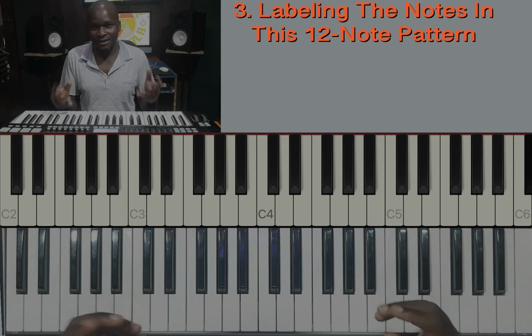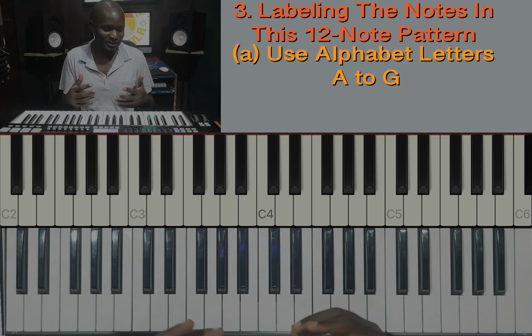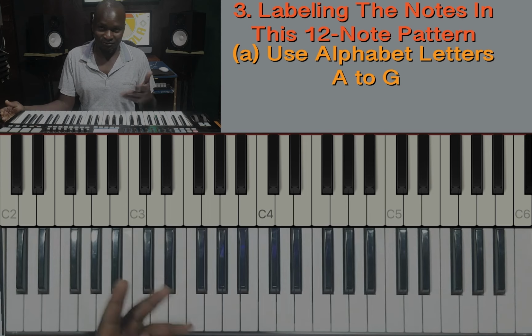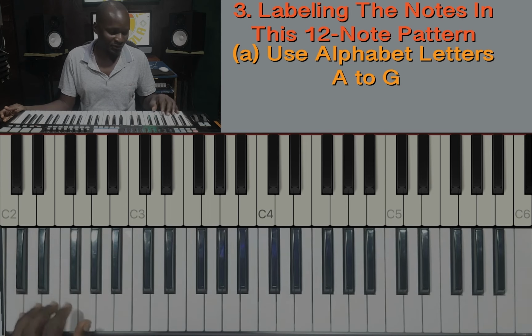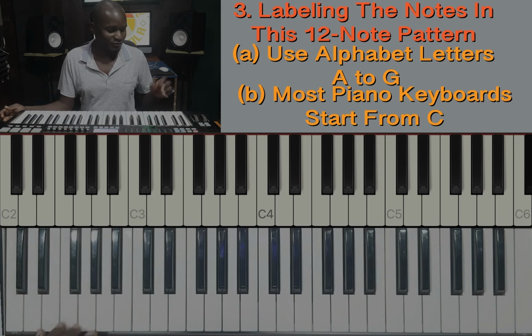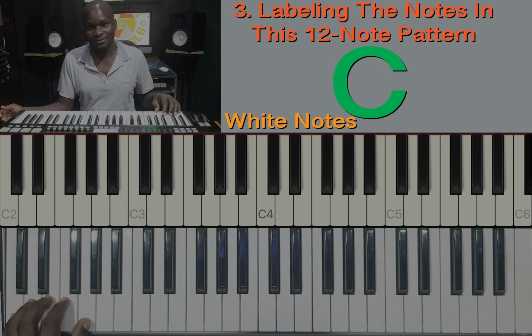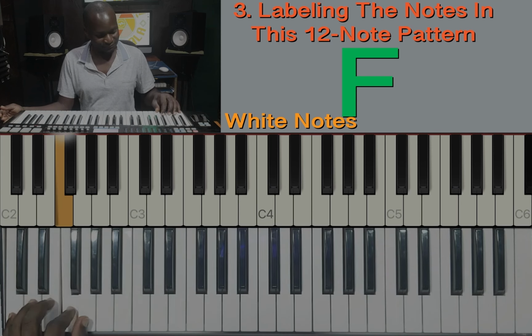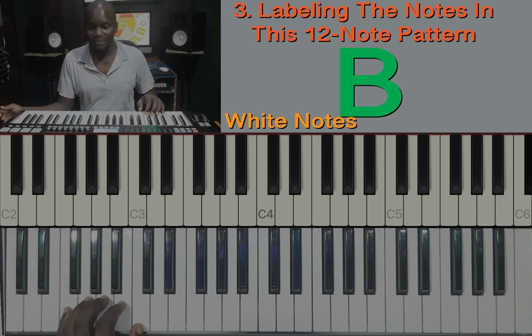The music alphabet starts from A and ends on G, so it uses only the first letters of the alphabet. A lot of the keyboards I've looked at are laid out starting from the white button C. So for that reason, this is C. The pattern continues: from C you go to D, E, F, G, then you go back to A, B, C.